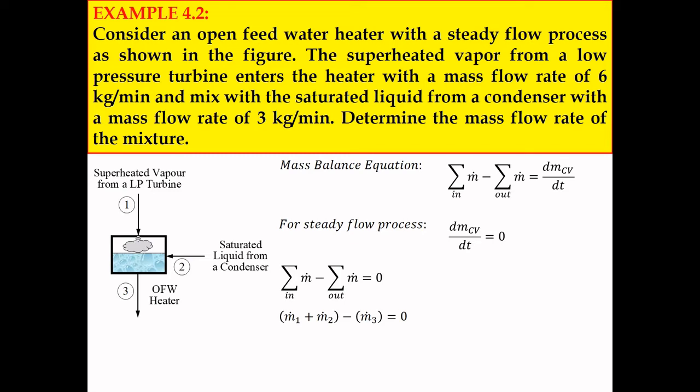Now we have two m dot in, which are m1 dot plus m2 dot, minus m3 dot equals 0. So substitute all the values that we have for the mass flow rates. m3 dot represents the mass flow rate of the mixture at the outlet. Just rearrange the equation, and we get the mass flow rate of the mixture, m3 dot, equal to 9 kg per minute. So this is just a simple problem involving the mass balance equation.